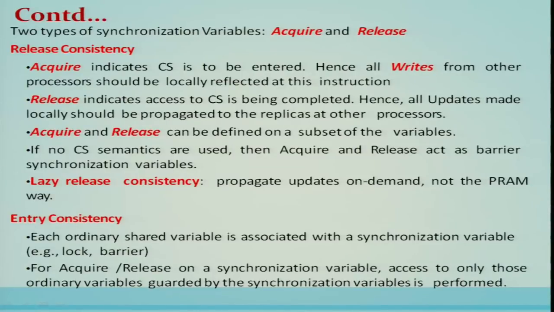There are two types of synchronization variables, acquire and release. In release consistency, acquire indicates the critical section is to be entered, hence all writes from the other processes should be locally reflected at this instruction. Release indicates access to the critical section is being completed. Acquire and release can be defined on a subset of the variables. Lazy release consistency propagates the updates on demand and not in the PRAM way. In entry consistency, each ordinary shared variable is associated with a synchronization variable, a lock or barrier.